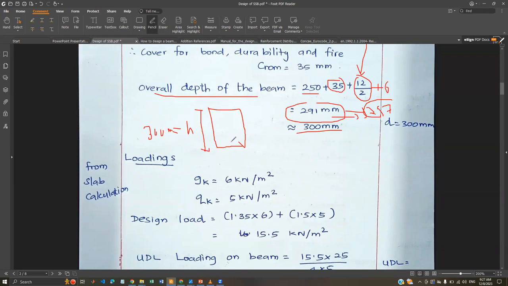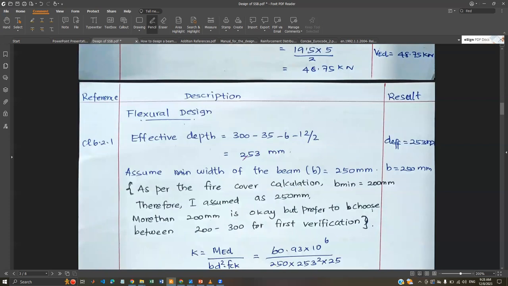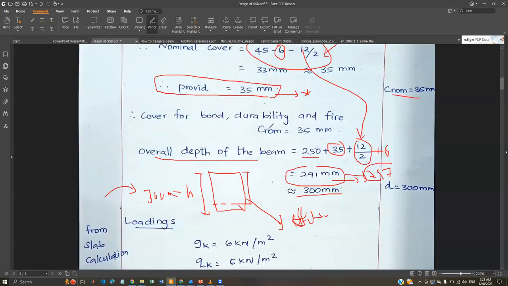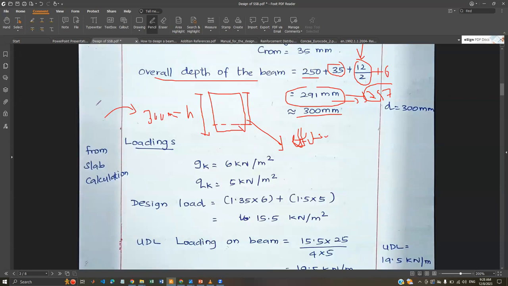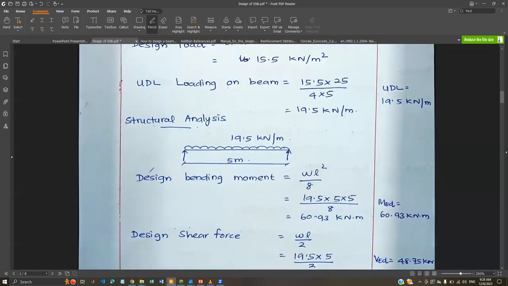Then the next step, which you might have done in the slab design, is that we need to find our effective depth. Effective depth means this one that you have found in the slab design. Either you can perform it over here, or you can come to this part. It is up to you. Whichever way you wish, you can do it. You can consider the effective depth at this point or this point.